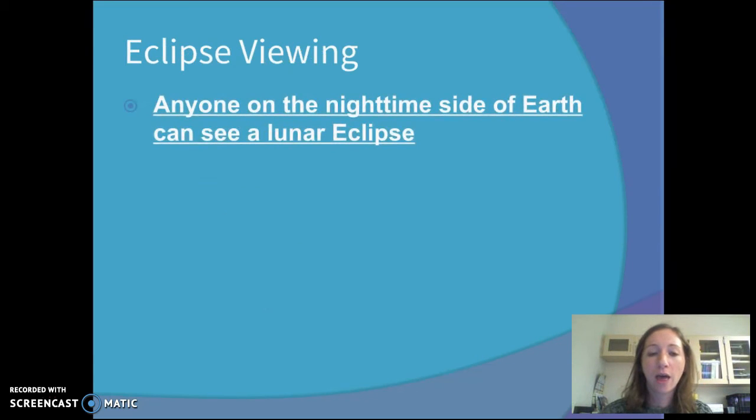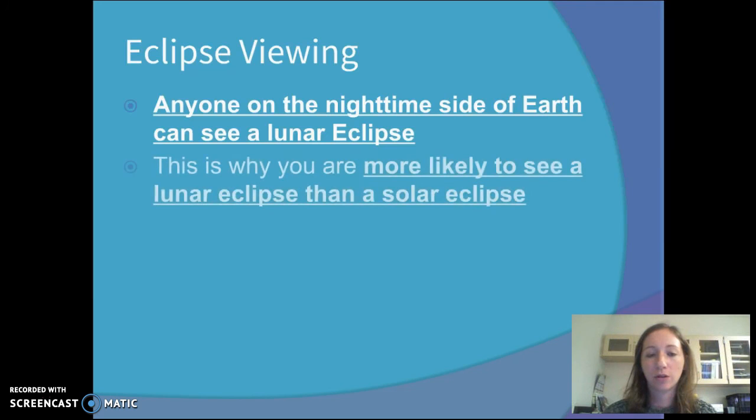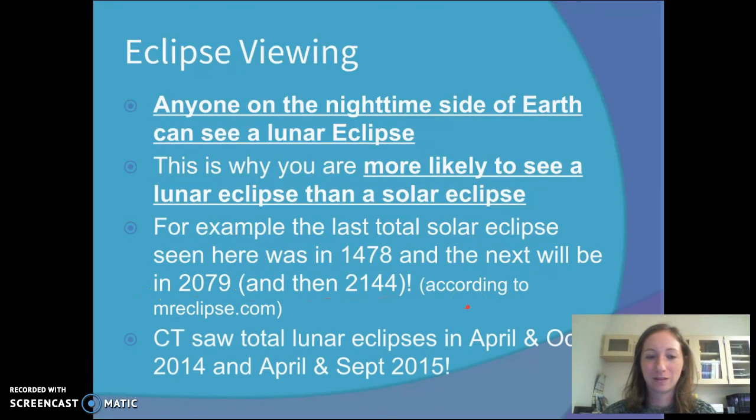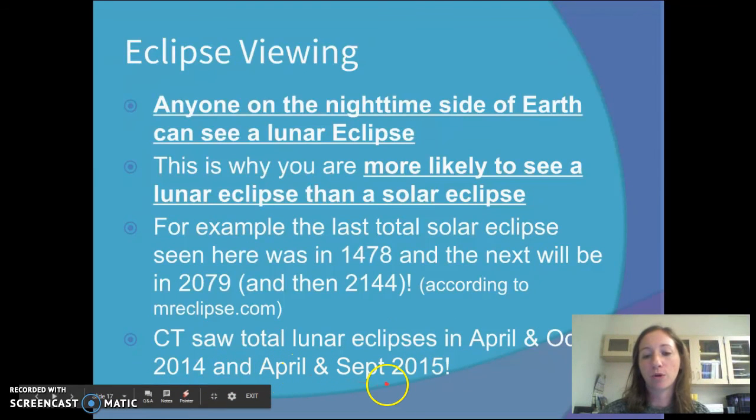Eclipse viewing. Anyone on the nighttime side of the Earth can see a lunar eclipse. Like I said, this is why you're more likely to see a lunar eclipse than a solar eclipse. You want to make sure you write that down. The last total solar eclipse seen here was in 1428, and the next will be in 2079. Connecticut saw total lunar eclipses in April and October of 2014, and April and September of 2015.